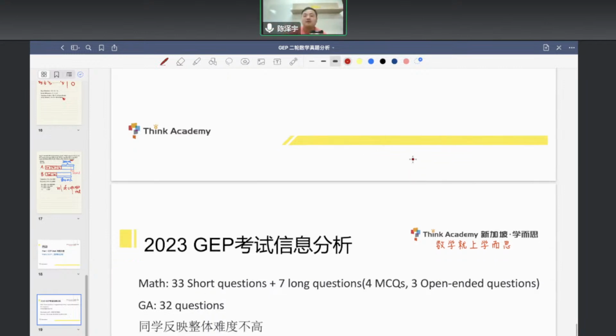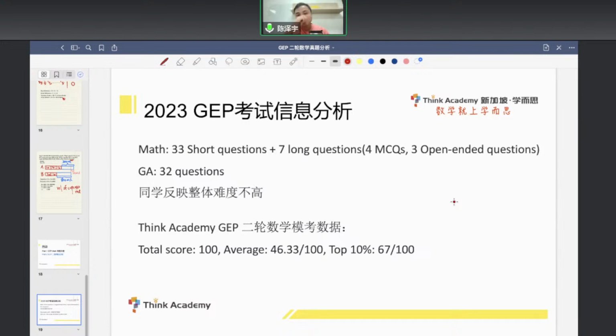Okay, welcome back. Based on the information collected from students, maths consists of 33 short questions and 7 long questions, which consist of 4 MCQ and 3 open-ended questions, and GA2 for maths. It's a total of 32 questions. And based on the students' feedback, the difficulty level for this year's selection round is not so difficult.